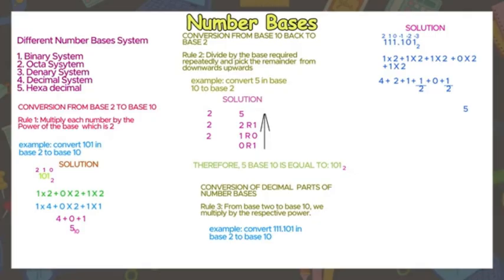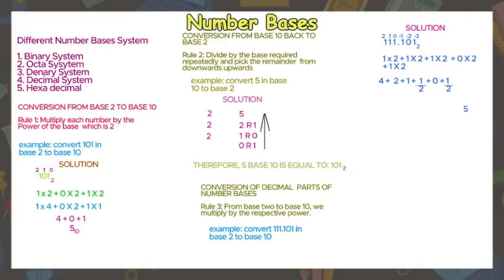2 in 2, that is 1. It will leave a remainder of 0. Then 2 in 1, that will be 0, remainder 1. We now read the remainder upward. That means that 5 base 10 is equal to 101 base 2.